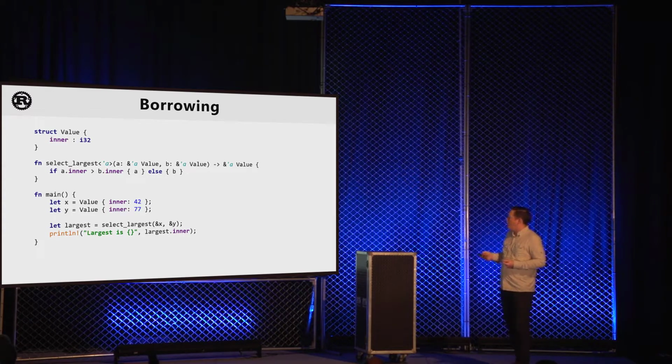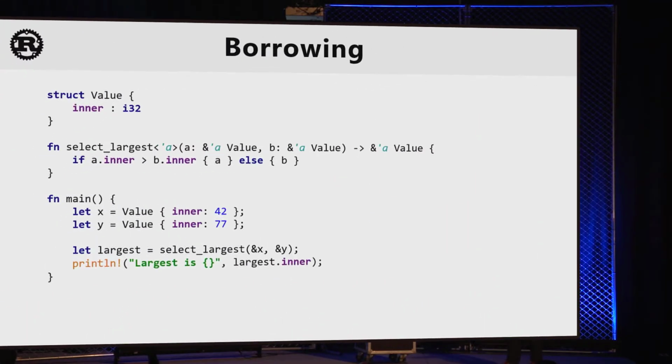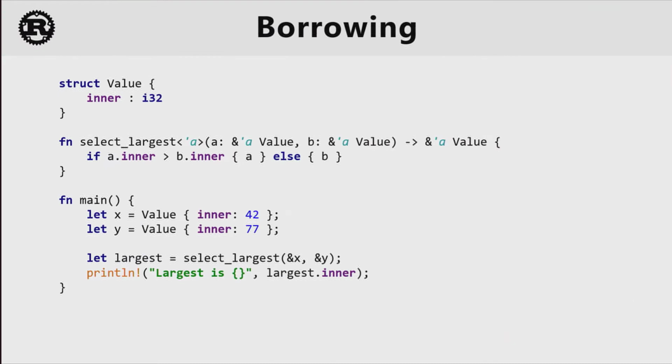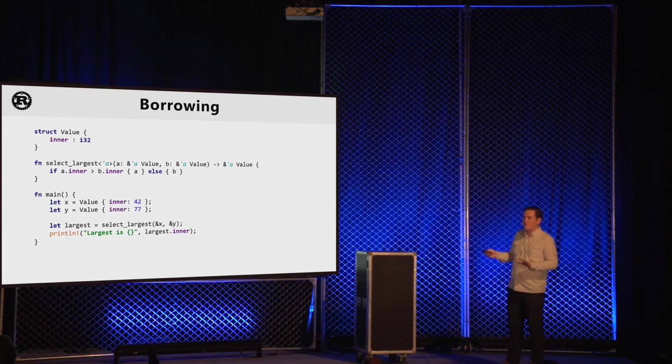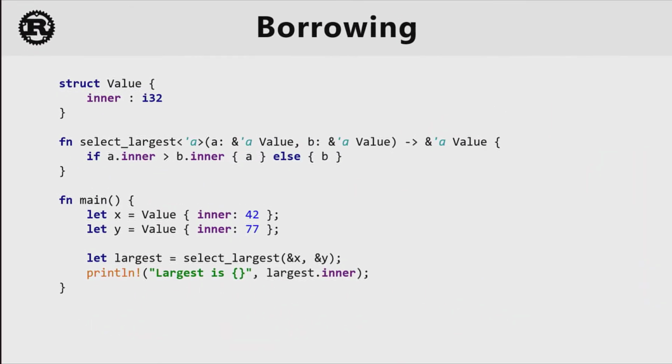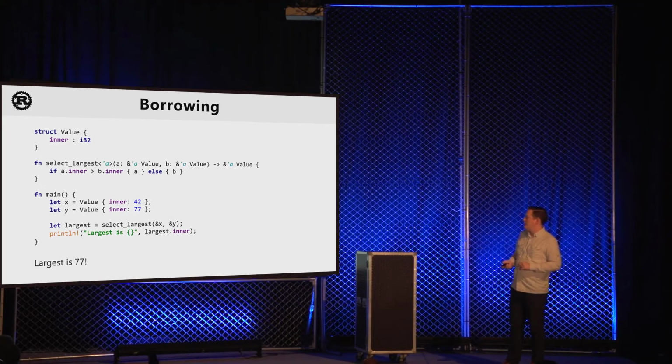Okay, so another topic, borrowing. This is a little more complicated. We have a simple structure called value that just wraps a 32-bit integer, and we've written a function here called selectLargest. You pass in two of these structs by reference, and all it does is select the one that has the larger inner value. Very trivial example, but there's a good reason why I didn't just use integers that I'll explain. And then in our program, we create two of these with two different numbers. We select the largest. Largest here is a reference to the largest value, not a copy. And then we just print what the larger value was. And the compiler happily lets us do that. It says the largest value is 77.